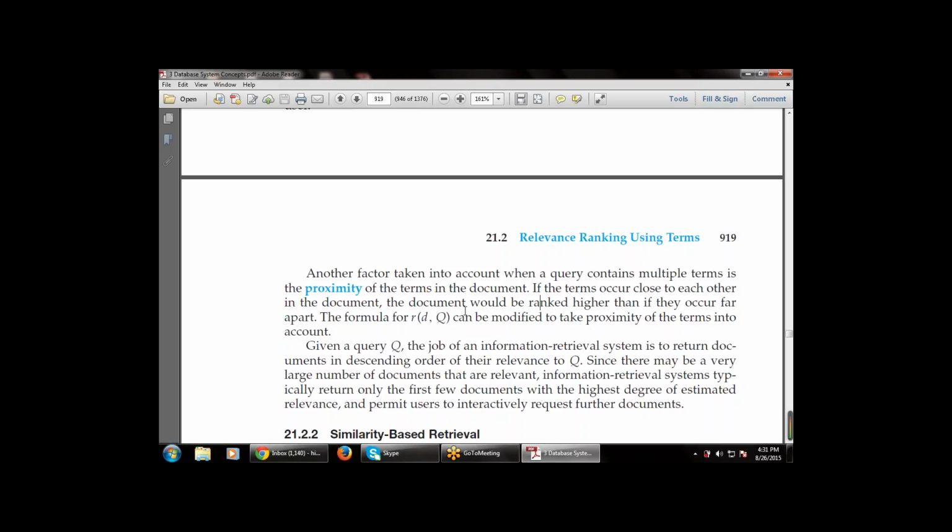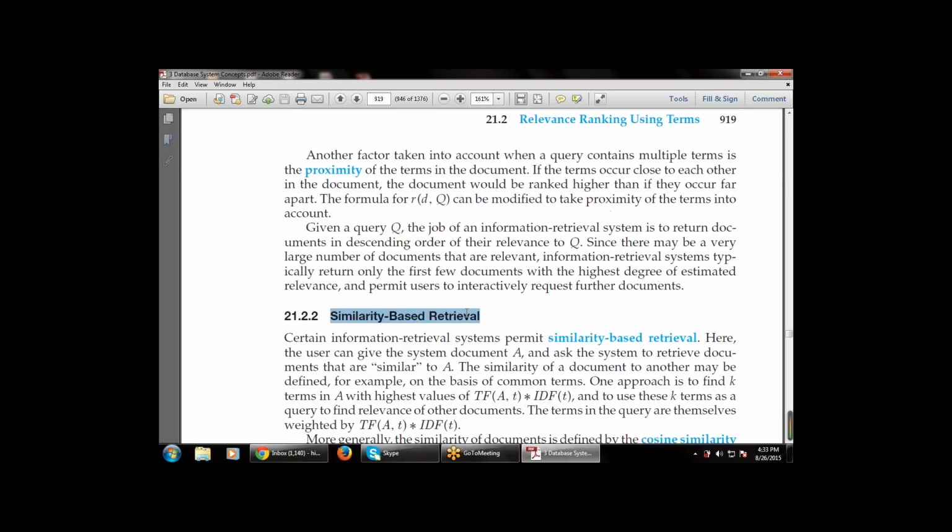And there will be a large number of documents that are relevant to the query. Next is similarity based retrieval, that is, how to retrieve the information using similarity based retrieval.